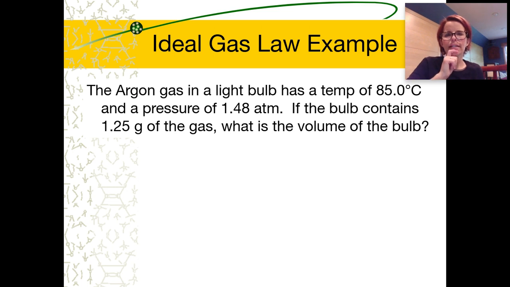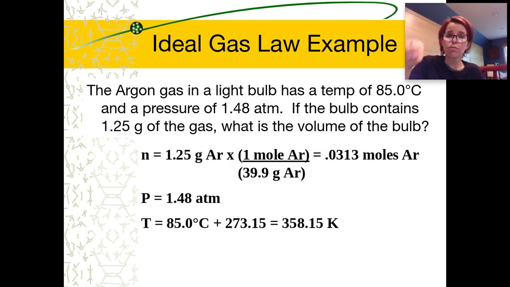Hmm, grams isn't really part of this equation, so that tells me I'm going to have to do some converting. If I know it's argon and I know I have 1.25 grams, I can use my mole roadmap to go from moles to grams, which was down at the bottom. And you've done this with stoichiometry, and you've done this lots of times before. So we're going to do a few conversions, and then we're going to plug it into the ideal gas law.